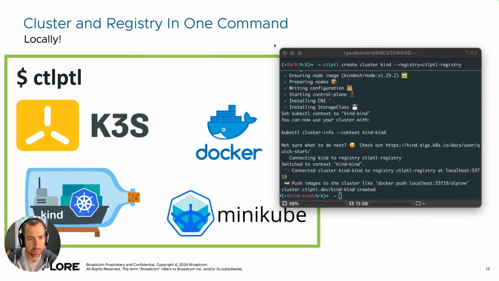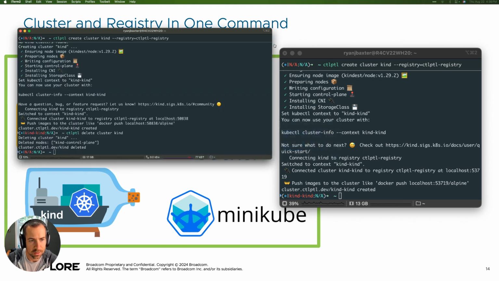And so there's a great open source command line tool called CTLPTL. Don't ask me what it stands for, but it's pretty cool. It allows us to basically spin up a cluster using any of these lightweight Kubernetes instances, and also connect a registry to it. So we have a place to place our containers. So let's go ahead and see how that works.